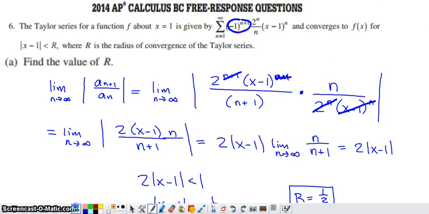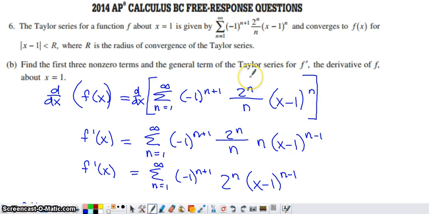As we move into part B, we are asked to find the first 3 non-zero terms as well as the general term in the Taylor series for f prime. Well, if you have a Taylor series for f being given to you and you want to develop a Taylor series for f prime, the easiest thing to do is to just take the derivative of both sides of this equation. This is equal to f of x on the interval of convergence. And so if we do the derivative of both sides of this, on the left we get f prime of x. So on the right, this new series that we're writing out here will converge to f prime of x.